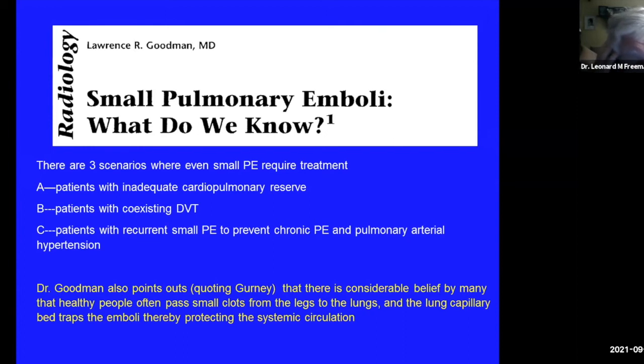So there are three small scenarios where even small PEs require anticoagulation. If a patient's got an inadequate cardiopulmonary reserve, all PEs should be anticoagulated. If a patient's got a DVT, certainly they should be anticoagulated. And if a patient's got recurrent small PE, you don't want to get chronic PE and pulmonary hypertension, so they should be anticoagulated as well. But the concept I'm introducing now is that most small pulmonary emboli we pass every single day, all of us, do not need to be anticoagulated.